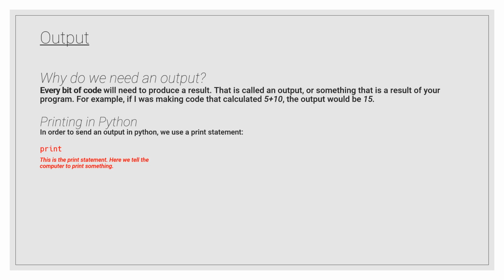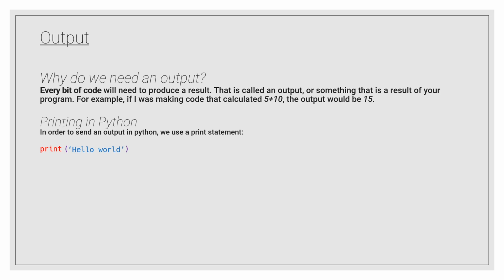So first, we need to write the word print. This is the print statement. Here we tell the computer to print something. Then we add brackets. The brackets tell the computer to print everything inside of it. Then inside of the brackets, we can write some text. For example, hello world. And what we write here will be sent as output. Note that when we write text, we have to put it in speech marks. I'll explain more about this later.